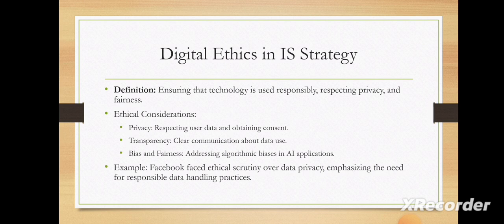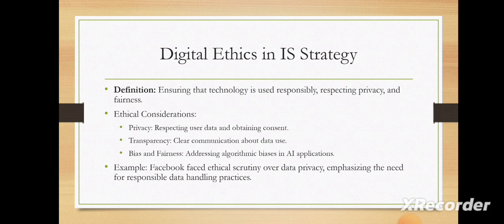Now, speaking of digital ethics, this is a vital consideration in information system strategy. It's about ensuring that technology is used responsibly with respect for privacy and fairness. There are some key ethical considerations that we should consider when we are talking about digital ethics in information system strategy. One is privacy. Speaking of privacy, this means respecting user data and obtaining consent from users.